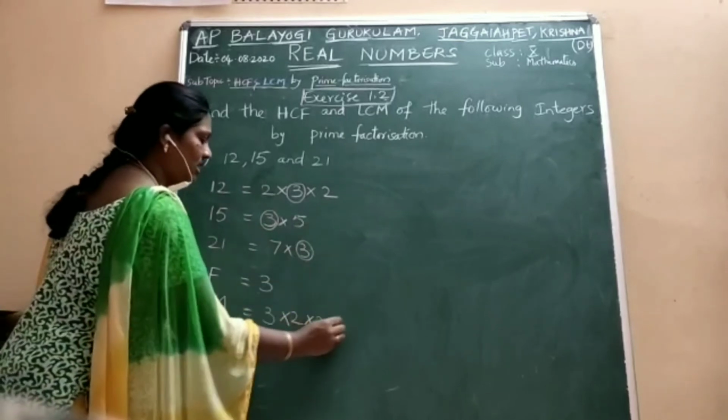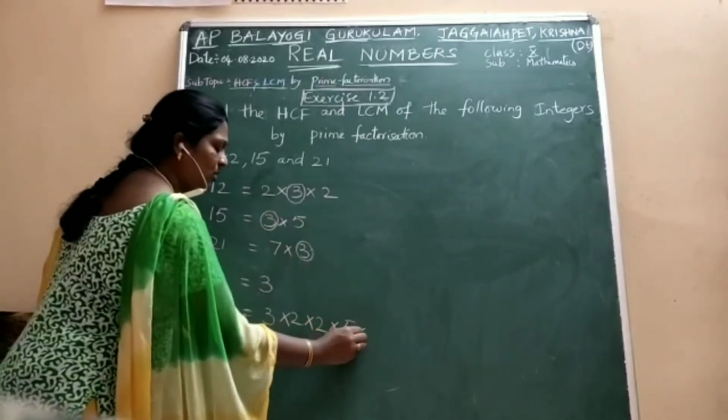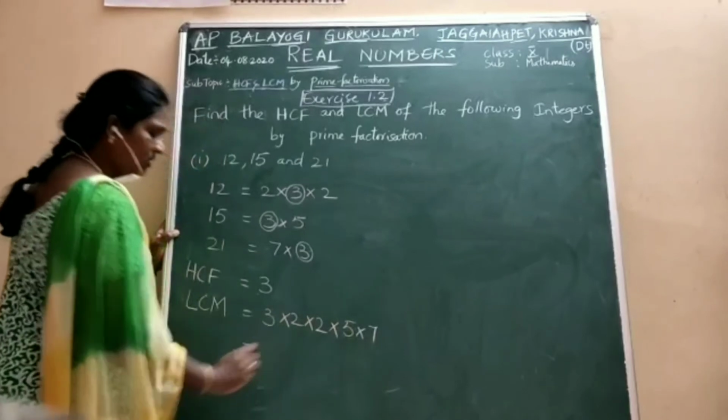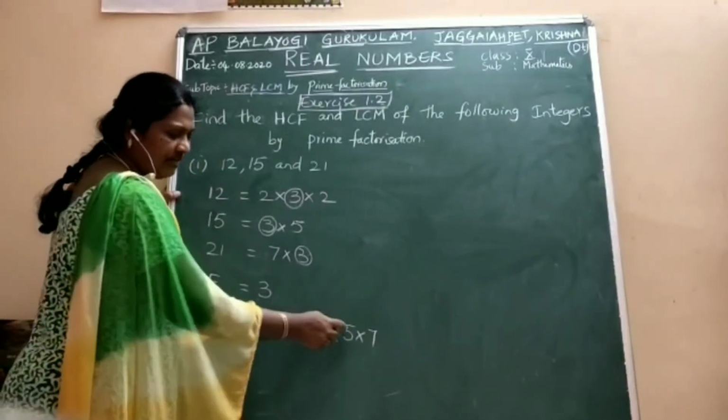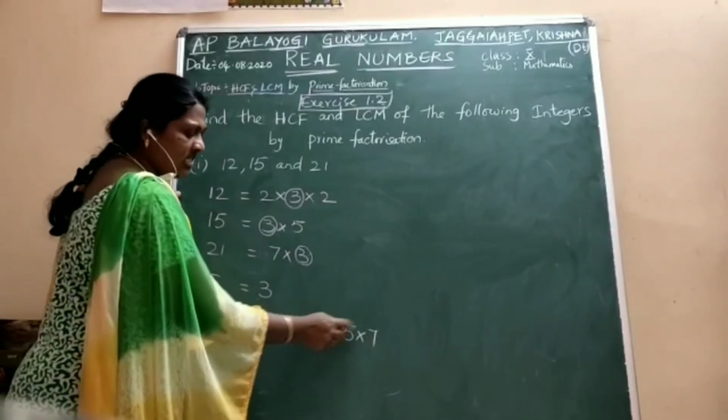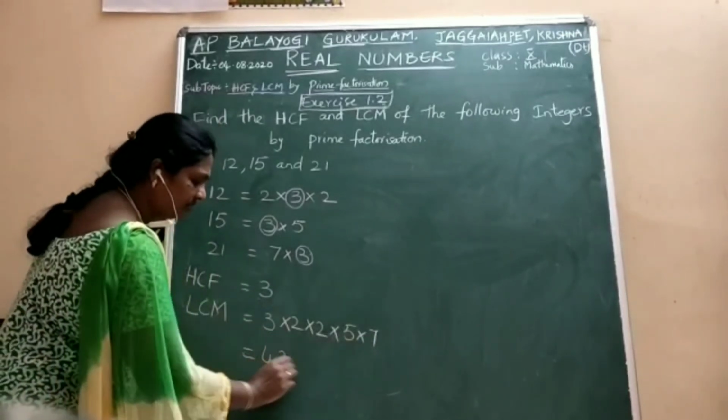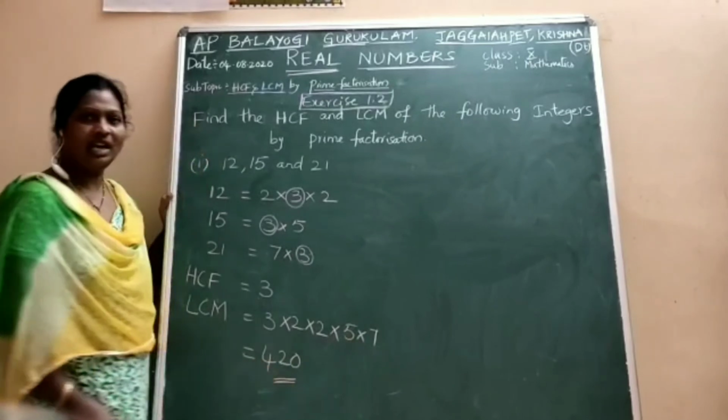Again 2 into 5 into 7. So what is this product? 3 2s are 6. 6 2s are 12. 12 5s are 60. 60 7s are 420. So this will be the LCM.